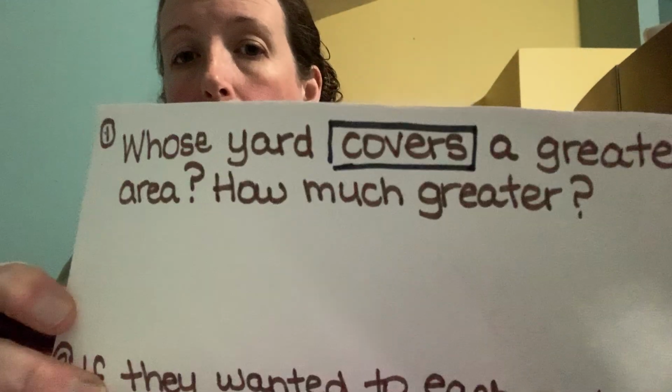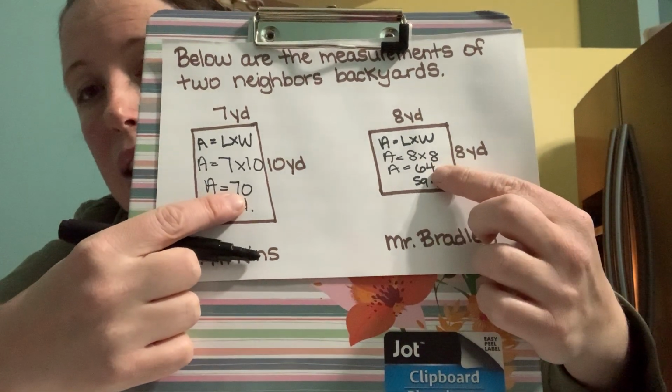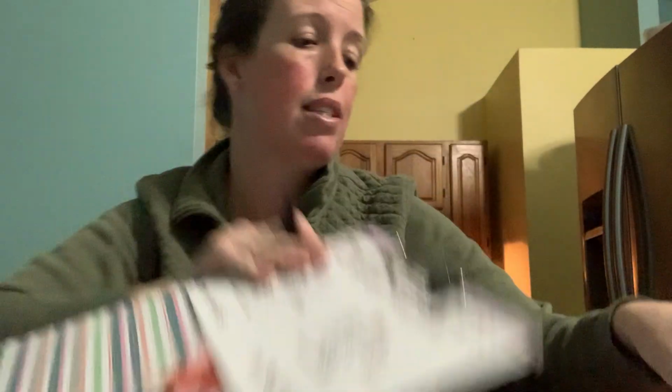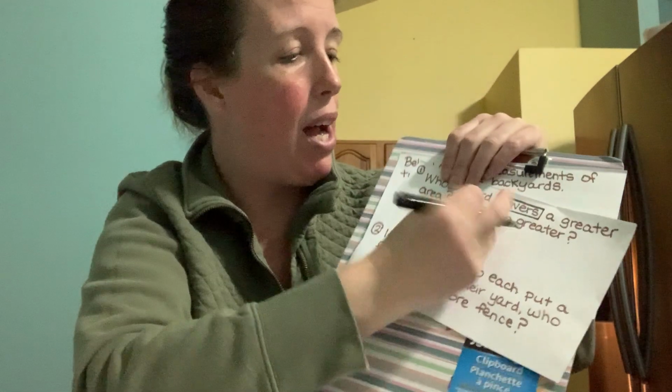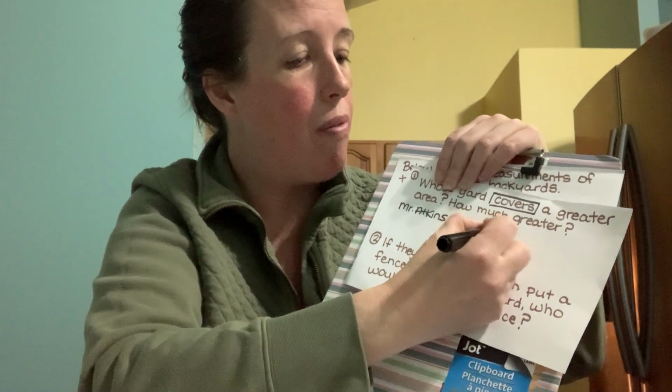So now I'm going to go back to my question. Whose yard covers a greater area? Well, 70 is greater than 64. So this yard belongs to who? Mr. Atkins. So the first part of my question, whose yard covers a greater area? Mr. Atkins' yard. I'll write like this. Mr. Atkins' yard covers a greater area.